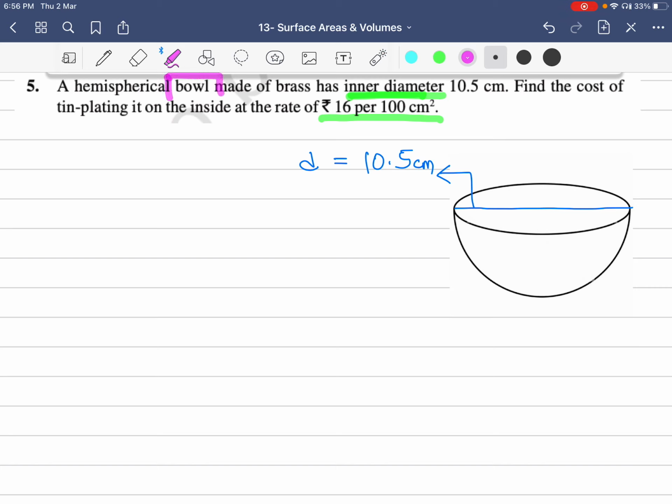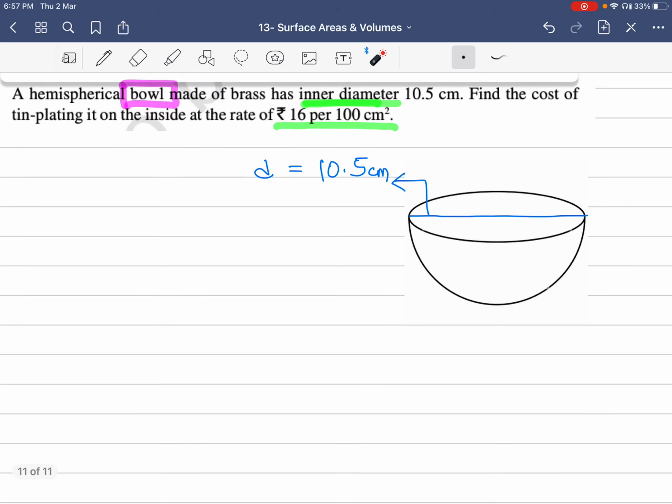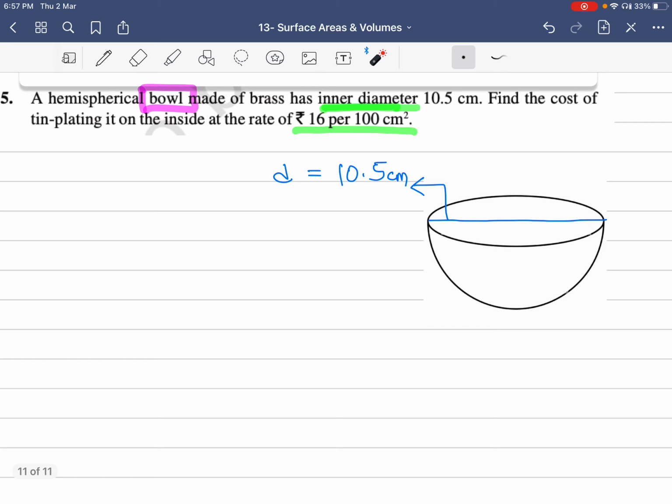They have said that this is a bowl. So if this is a bowl, this circular disc is going to be non-existing, which means this won't be a hemisphere where this is closed. This upper thing will be open because it's a bowl. What that means is if we want to do the tin plating on the inside, we will just have to focus on the curved surface area of this hemisphere. We don't have to see the total surface area.